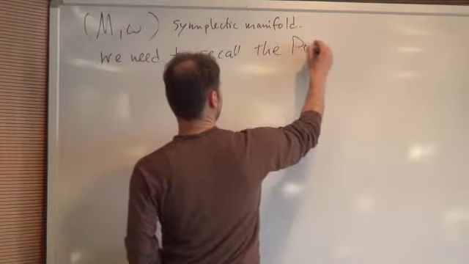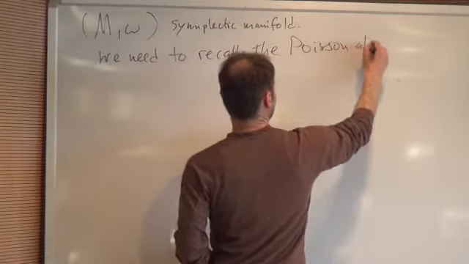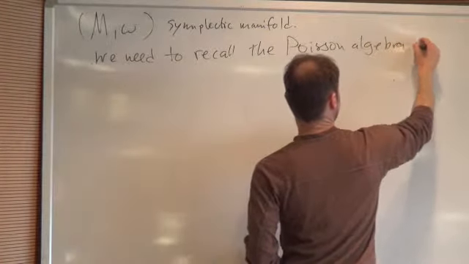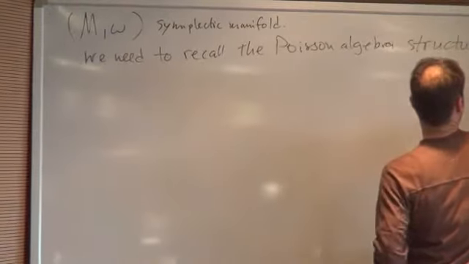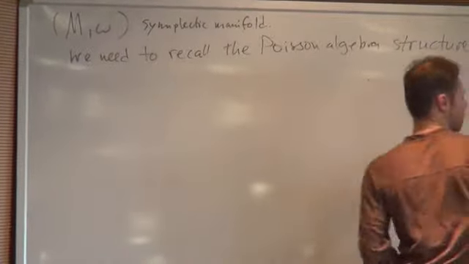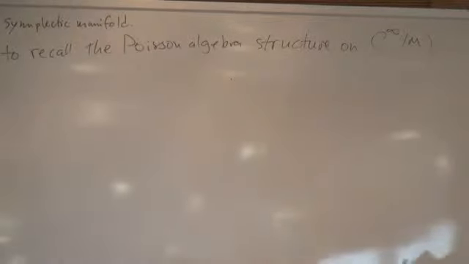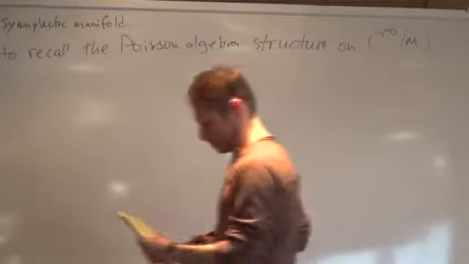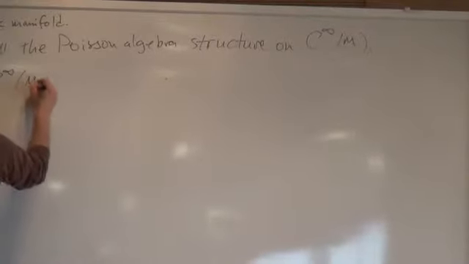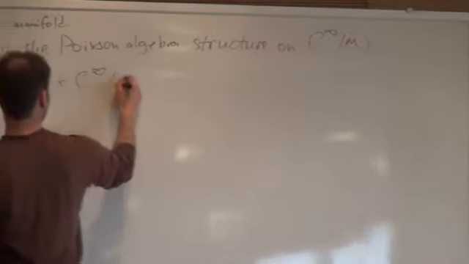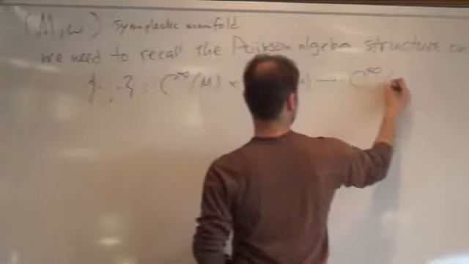The Poisson algebra structure on the smooth functions, and tell me to stop if this is boring. You've seen it before 16 times and things of that sort. So remember that we have the so-called Poisson bracket. It goes from C infinity of M cross C infinity of M to C infinity of M.